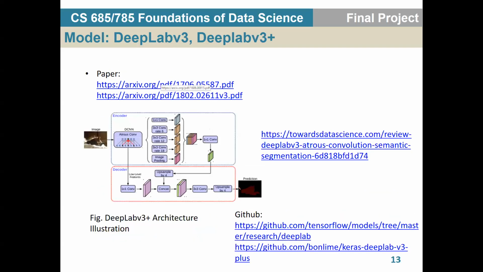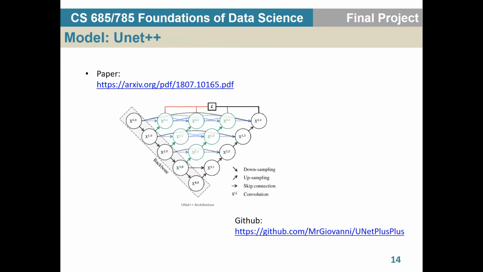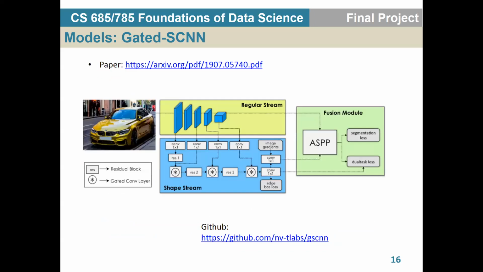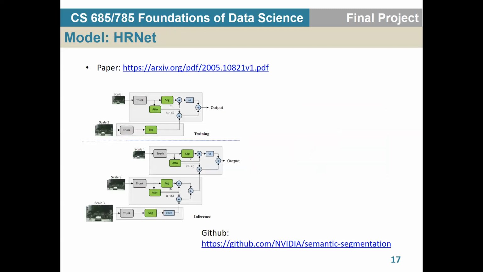Okay, and then DeepLab version 3 and version 3 plus. After the encoder module, they added decoder modules in version 3. Then UNet++. You are not allowed to use UNet, but you can explore this UNet++ model. Fast FCN, definitely, you can try this too. Gated SCNN, you can explore it. I found it's good for video segmentation, but you can try to see how well it works on our images. HRNet, same thing. It was good for video. Let's see if it works for our images.